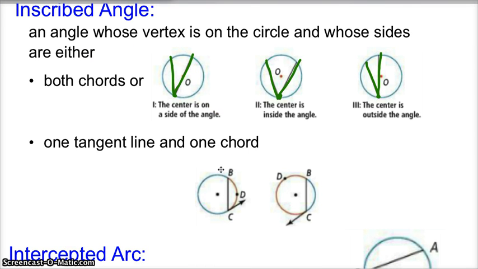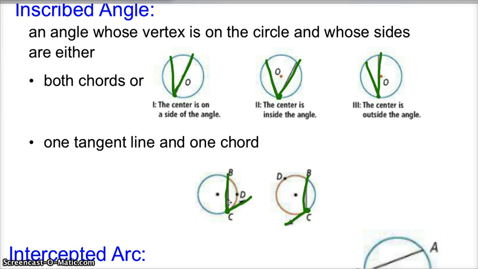The other option for an inscribed angle is that you can have the angle right on the edge of the circle and one side is a chord, meaning that it goes through, and one side is a tangent. Here's just another picture, pretty much the same thing, where one is the chord and one is a tangent. But these are all referred to as inscribed angles because the vertex is on the circle. It is not in the circle, it is on the circle.